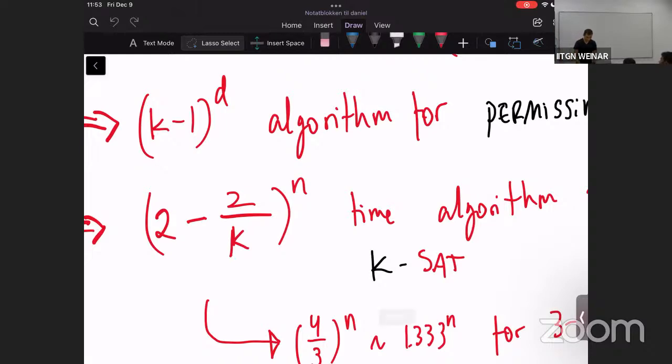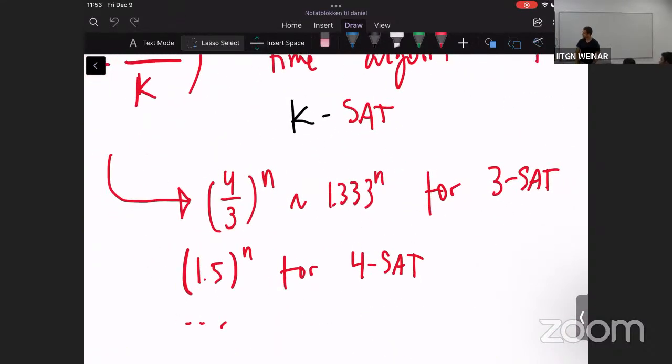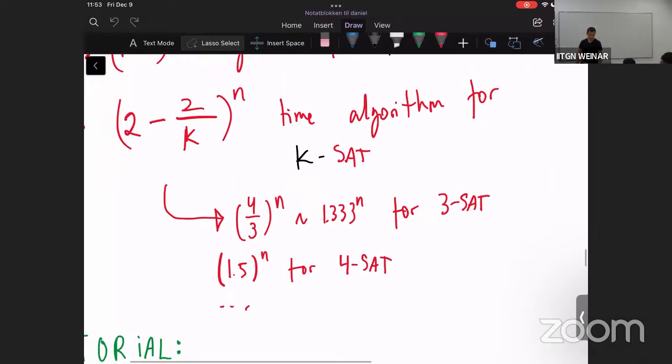So what does this give us for 3-sat? It's also already a quite nice number. It gives us 4 over 3 to the n for 3-sat, right? 2 minus 2/3 to the n, that's 4/3, 1.3333 to the n. It gives us 1.5 to the n for 4-sat. The best known algorithm for 3-sat runs in time 1.30 to the n. So this is already very close to what is the best known.